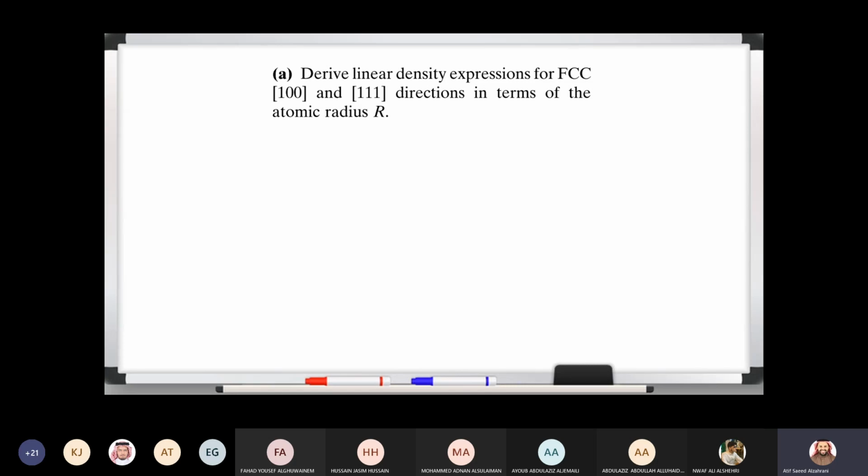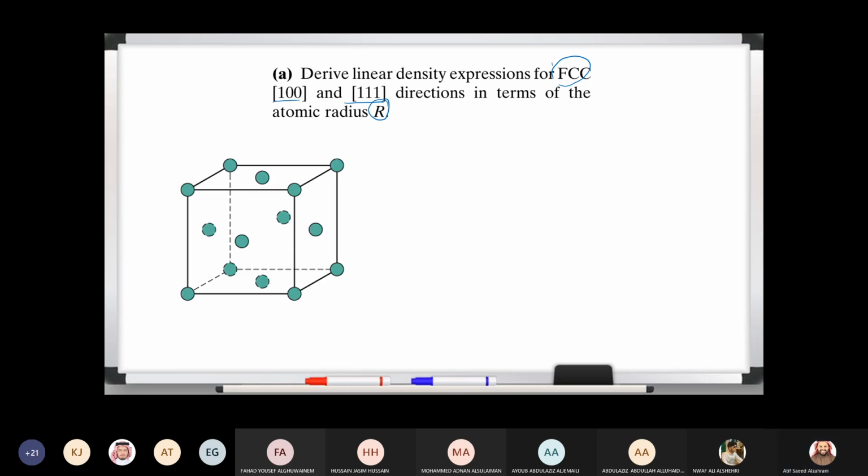Good. So let's try to solve an example here. So he's asking you to derive a linear density expression for FCC in these directions in terms of the atomic radius R. So this is an FCC. And let's focus only on this direction, okay? 111. 111 meaning that it will start from here and stop right here, from the back to the front here. So this is 111.